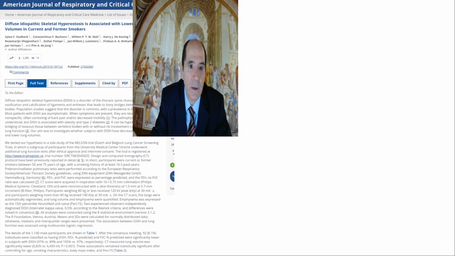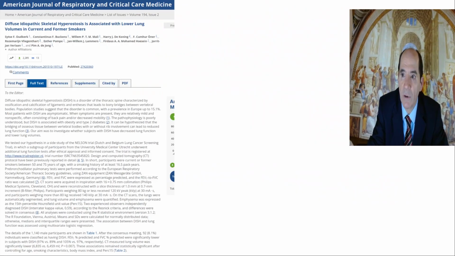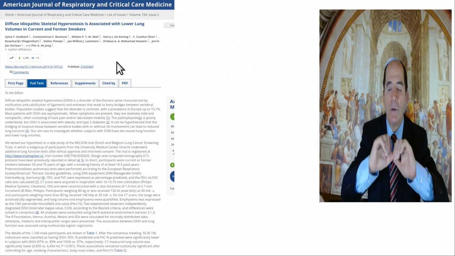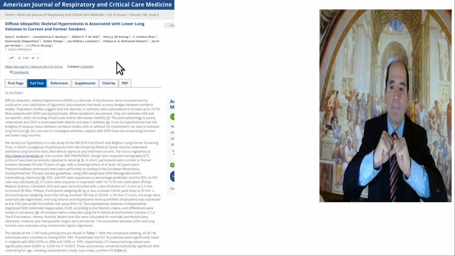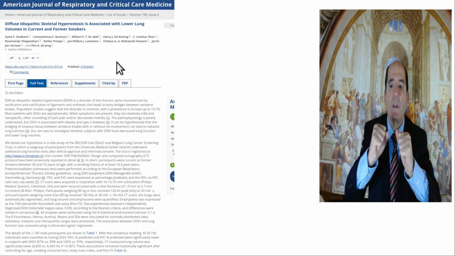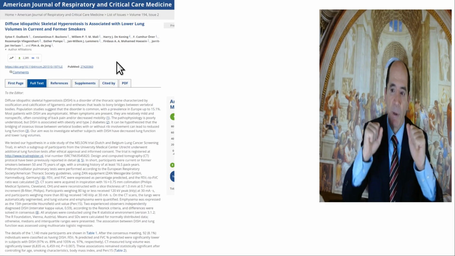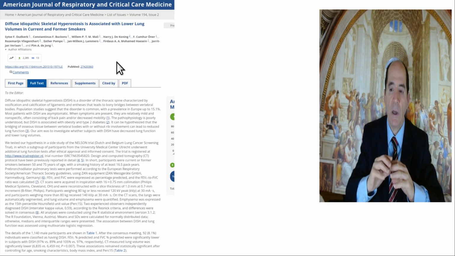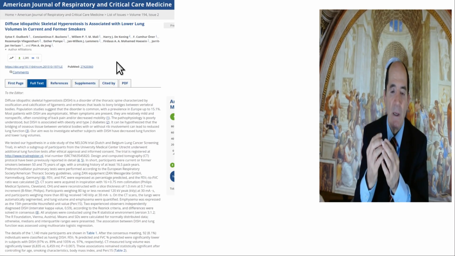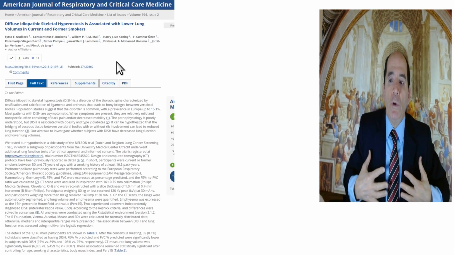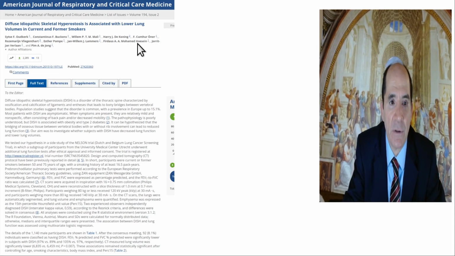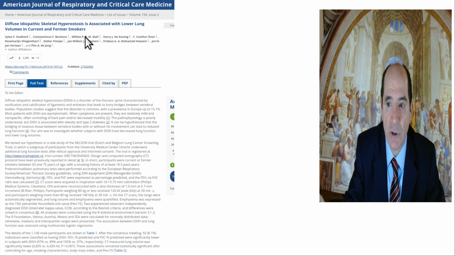All right, now here is DISH associated with lower lung volumes in smokers. What's going to happen is you not only fuse the disc vertebrae, you also get partial fusion of the costovertebral junctions, meaning where the ribs intersect with the spine, and that's going to lower their motion. Plus the spine having itself fused, you can't fill your lungs with as much air, so that contributes to lower lung volumes in current and former smokers due to DISH.